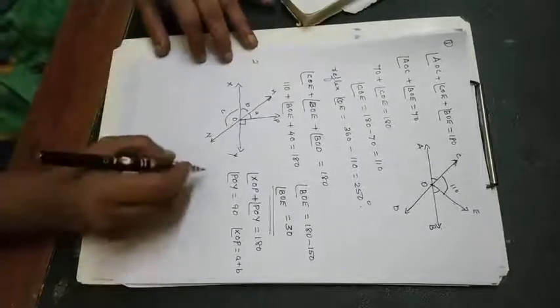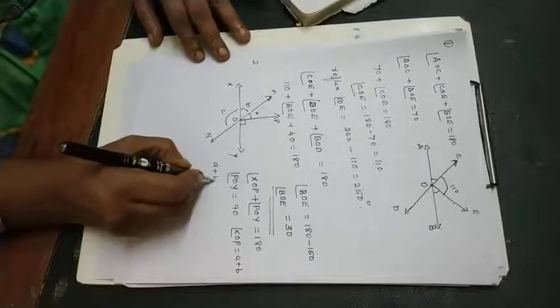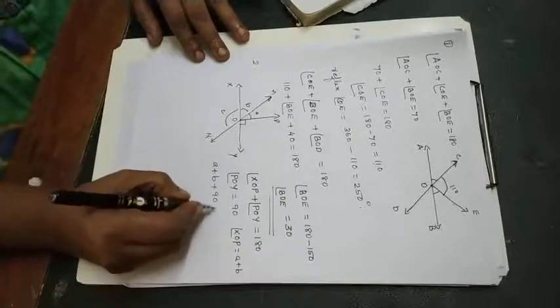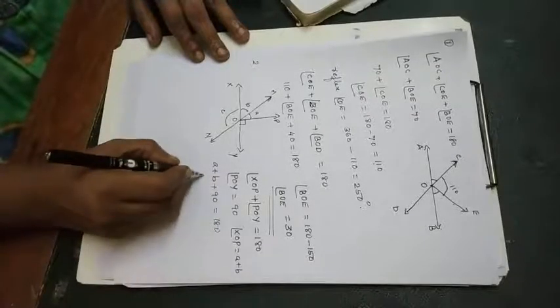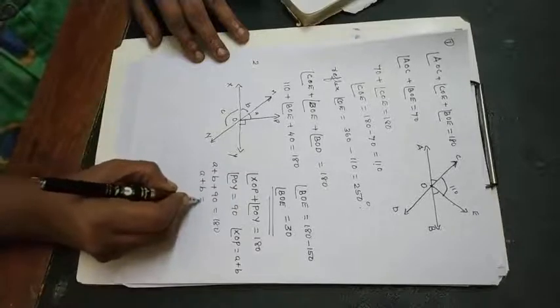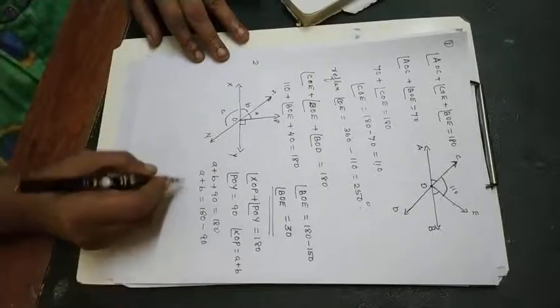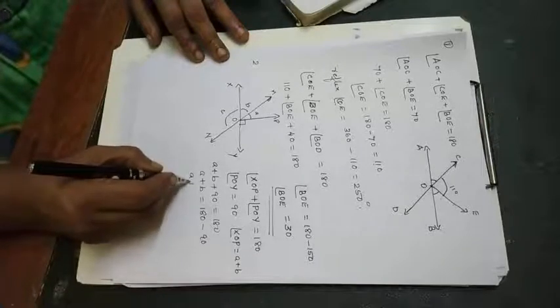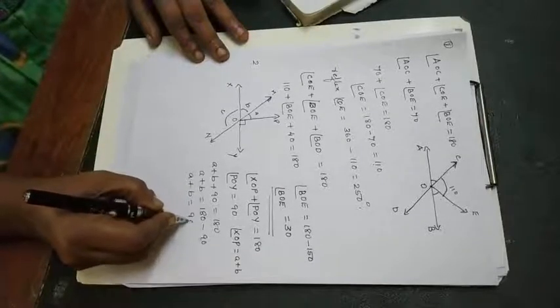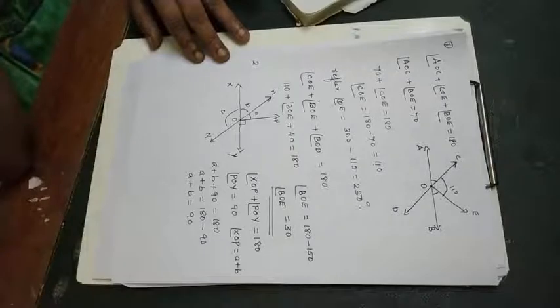So A plus B plus 90 is equal to 180, or A plus B is equal to 180 minus 90, that is equal to 90. So you are getting A plus B is equal to 90.